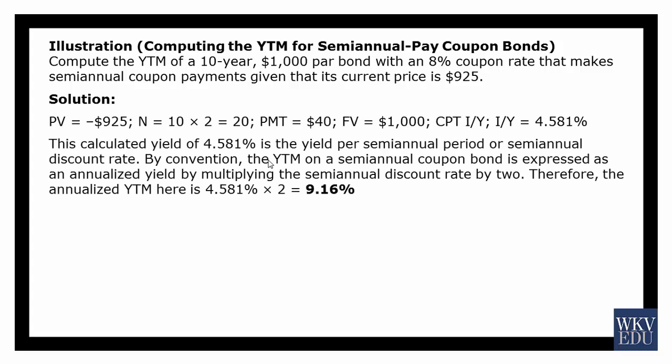This calculated yield of 4.58 is the yield per semi-annual period, and therefore the annualized YTM is multiplied by 2, and we get 9.16%. Clearly, the N has increased twice because it's a semi-annual payment, and the coupon has reduced by half, again because of semi-annual. Had it been quarterly, this would have been multiplied by 4, and PMT, the coupon payments, would have been reduced by 4, and the I/Y needed to be multiplied by 4 to get the annualized YTM.